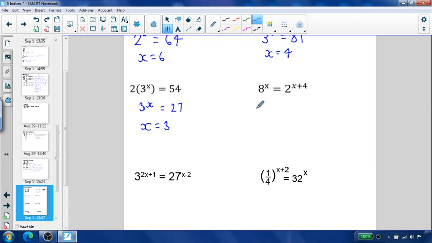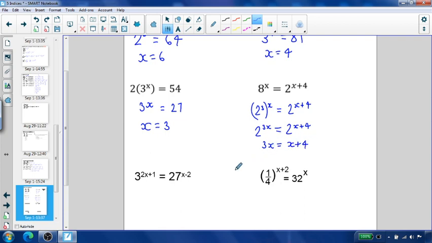So I'm going to rewrite 8 as 2 cubed, and then still have it to the power of x. And that's going to be equal to 2 to the power of x plus 4. Now I'm going to actually just use the brackets law here. So 2 to the power of 3x is equal to 2 to the power of x plus 4. Now the bases are the same. I'm just going to forget about those for a minute and compare the powers. So I have 3x is equal to x plus 4.